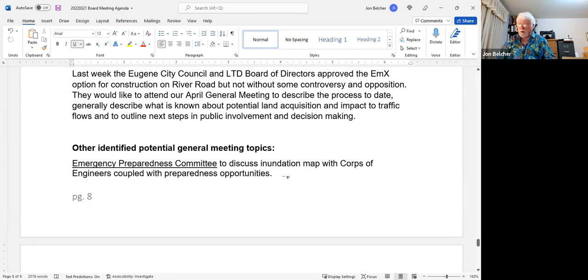And then the Emergency Preparedness Committee hopefully will have an item sometime in the near future talking about the dam break inundation map that we finally got a hold of and what that means for us and how we can prepare for it. Just to be aware of it in the future.